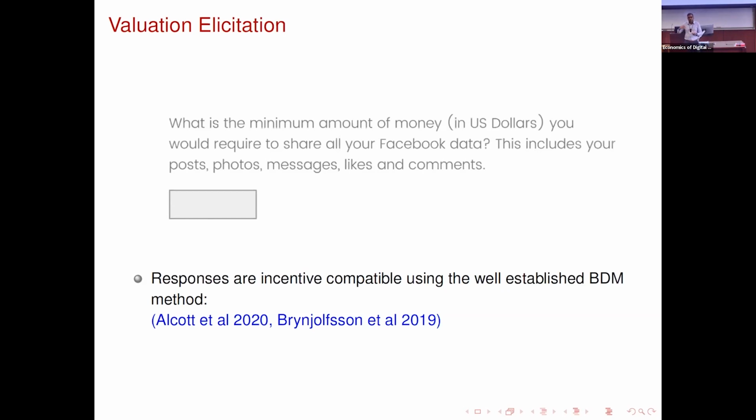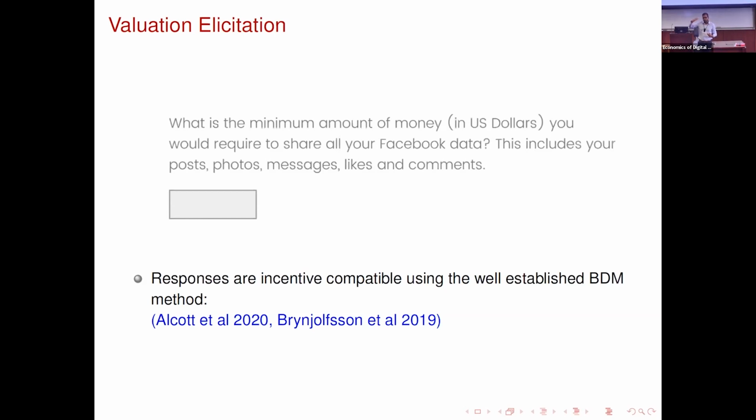The way this process works is, Facebook has a feature which lets you export all of your data on the platform as a zip file, and you can download it. This is all the data you've created since you joined the platform: all your messages, likes, photos, even private messages, everything. So you enter your valuation, how much do I have to pay you so that you share all that with me. You enter a number, and then we draw a number from a distribution.